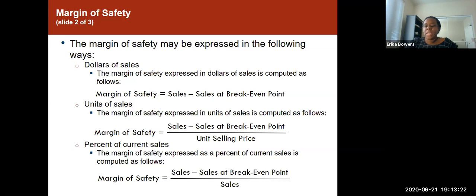So margin of safety is sales minus sales at break-even point. For the units, it's sales minus sales at break-even point divided by unit sale price. And for percent of current sales, it's sales minus sales at break-even point divided by sales. Now notice that the top of all of these are the same. What differentiates them is this bottom amount.